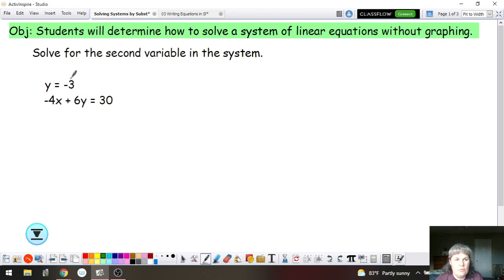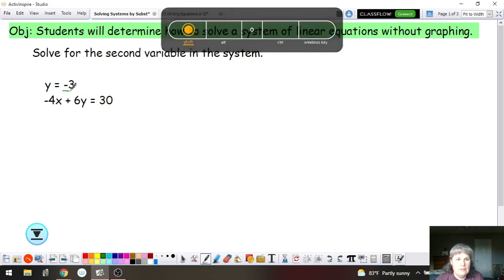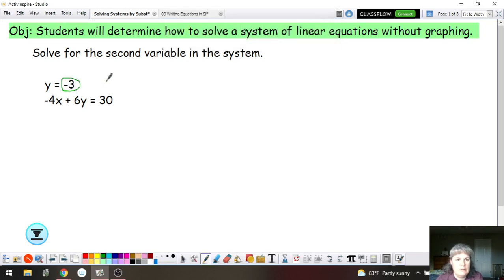So here we have y equals negative 3. So we're going to take negative 3 and plug it in for the y in the second equation, because we know that that's what y equals. So we have negative 4x plus 6 times negative 3 equals 30. And now we have an equation to solve for x.